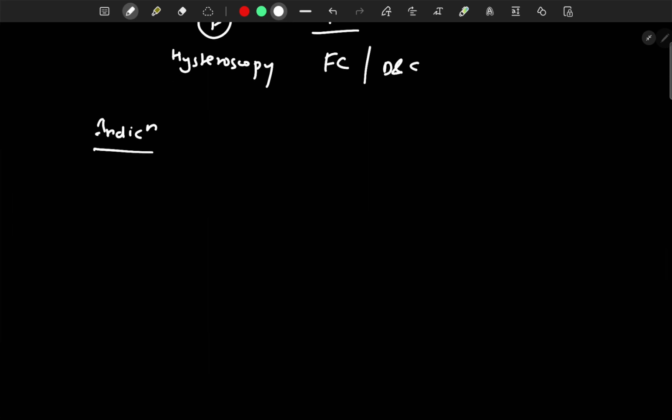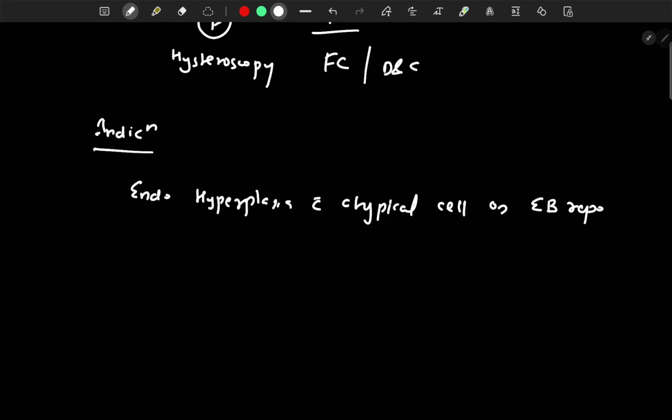Indication: when there is endometrial hyperplasia with atypical cells on endometrial biopsy report. So there is a high chance for endometrial cancer, so the management is hysterectomy. A fractional curettage and a hysteroscopy should be done before hysterectomy to rule out the endometrial cancer.